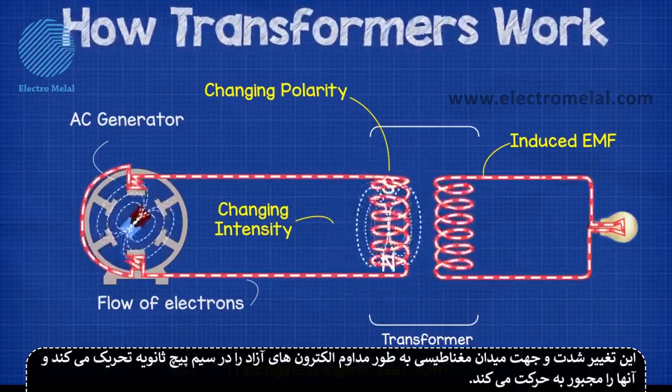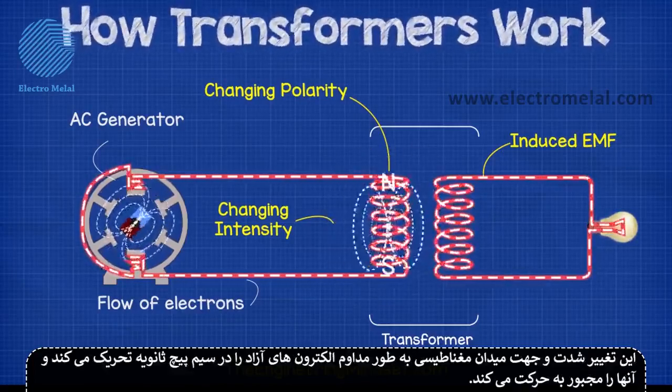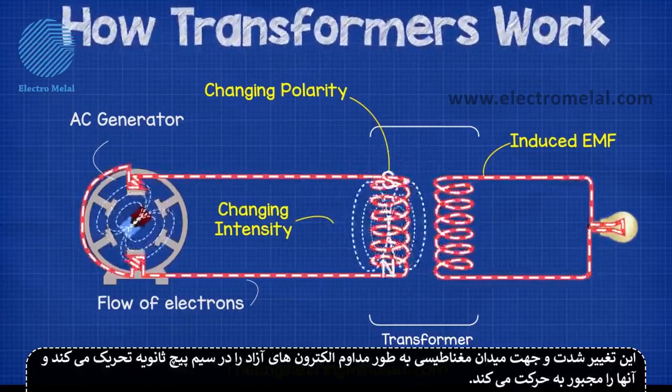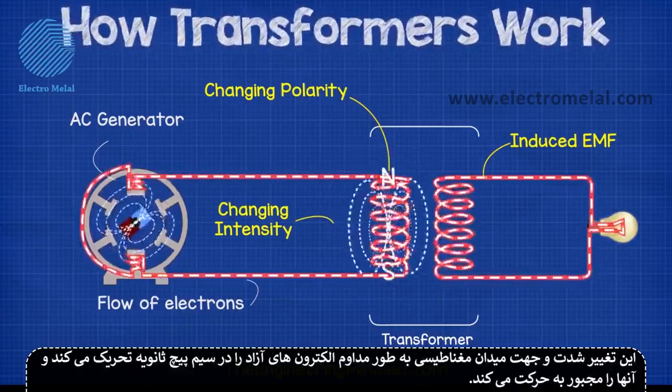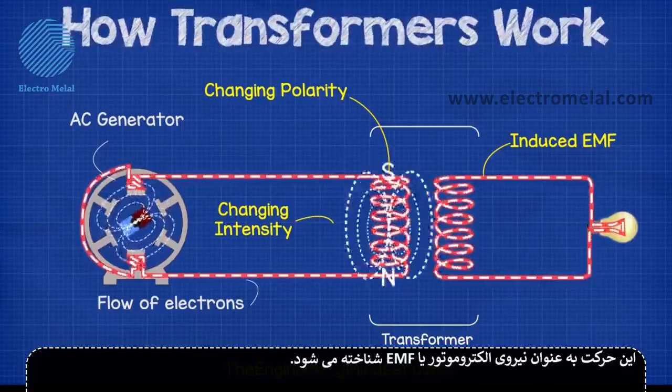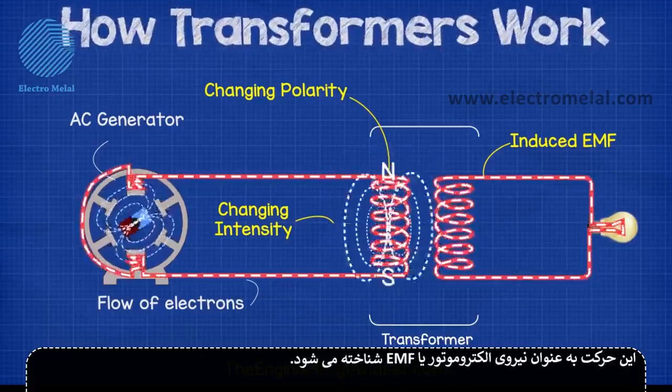This change in intensity and direction of the magnetic field constantly disturbs the free electrons in the secondary coil, and this forces them to move. This movement is known as electromotive force, or EMF.